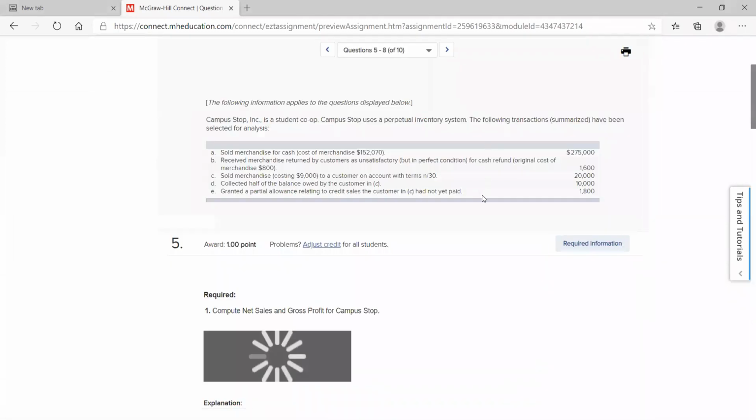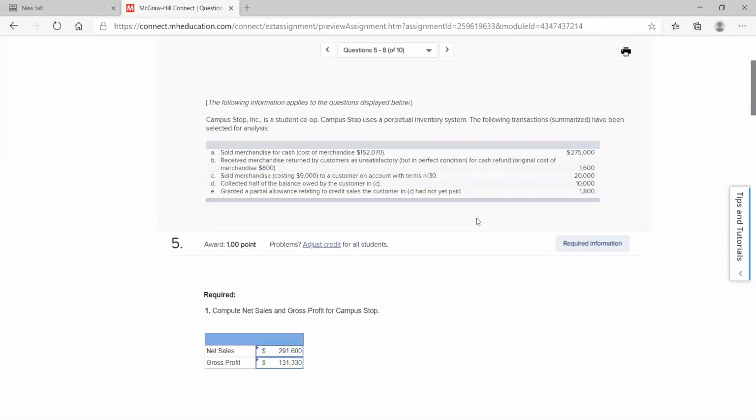All right, number 5. Again, they just want you to calculate your net sales. And again, just some comments on this one. You've got a sale, a cash sale. Then you've got to receive merchandise from a return, but in perfect condition. You've got another sale. This one's on account. Then you've got a collection. And then you've got a partial allowance where you have a reduction.